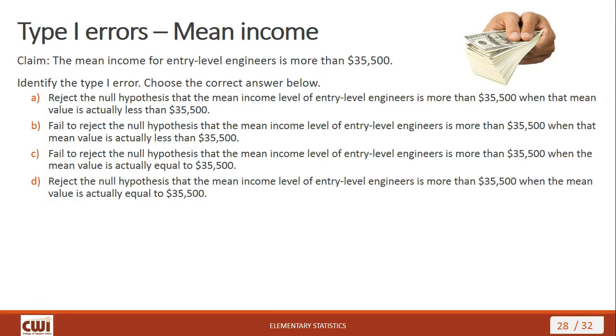So going back to this mean income example we've been looking at, the claim is that the mean income for entry-level engineers is more than $35,500. Identify the type 1 error. Choose the correct answer below. You have 4 answer options here, and it's a really good idea when you get these types of problems to look at the wording in each of the answer options. You're going to find that they're mostly the same, except for some key differences.